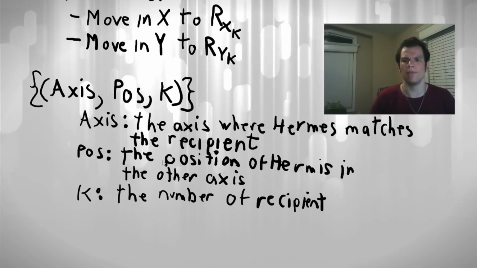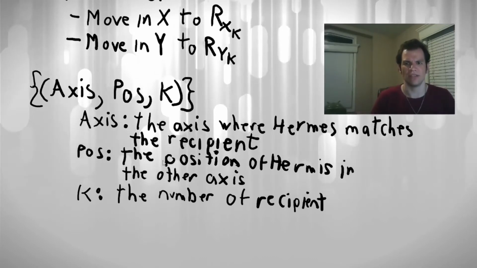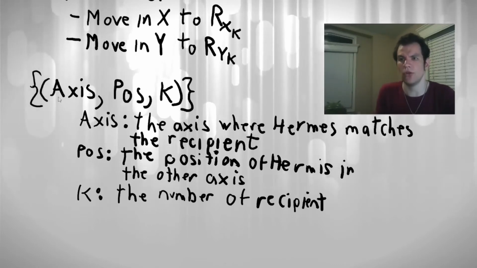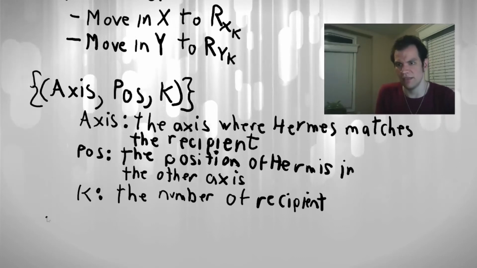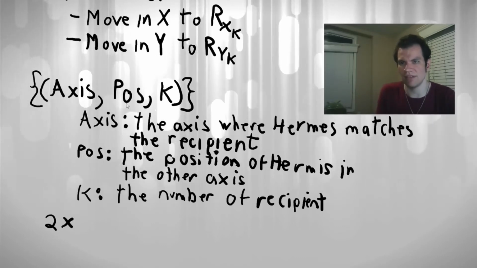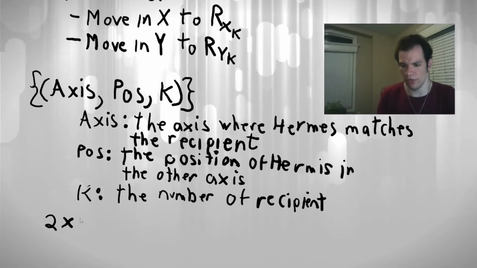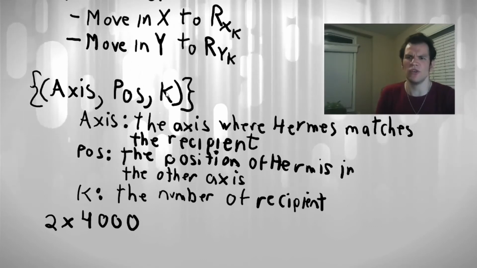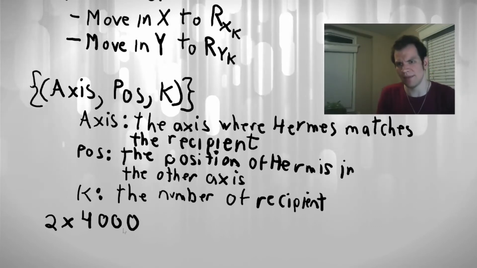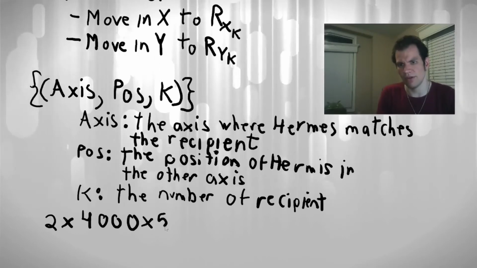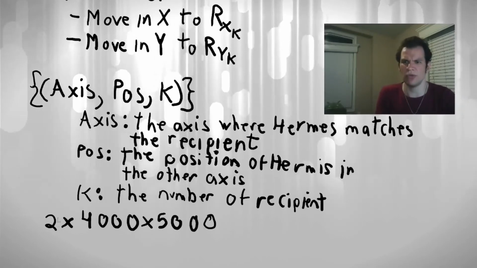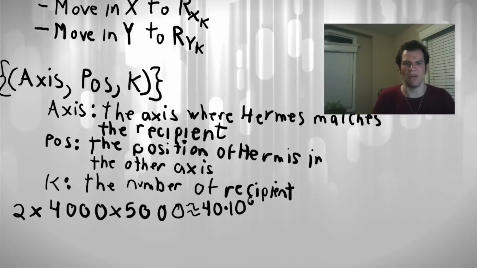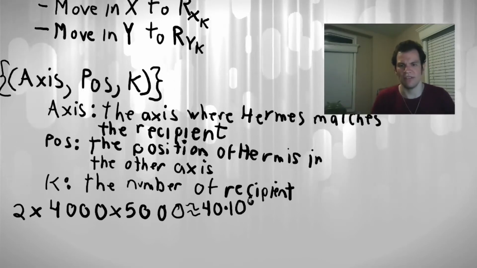Here, what would be the size of the state space? Let's see. There could be two axes, X and Y. So it would be 2 times, there could be up to 4,000 positions, times there could be up to 5,000 possible recipients, and this would be 40 million. Perfectly feasible for our purposes.